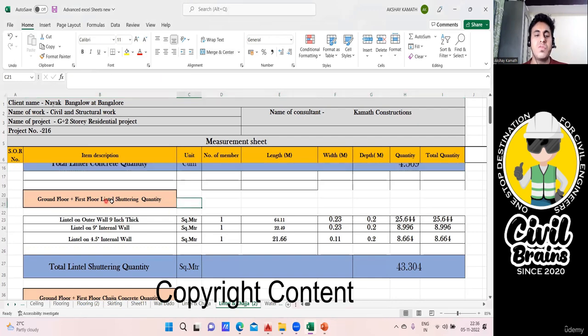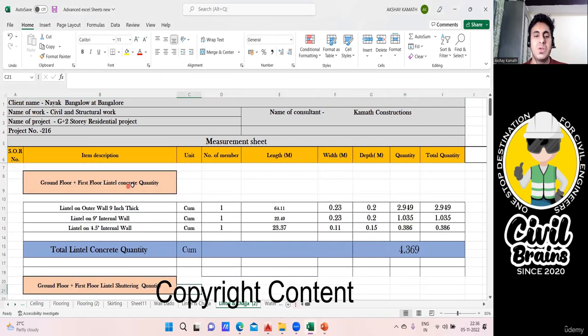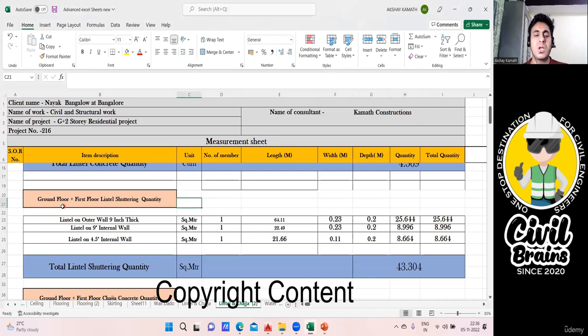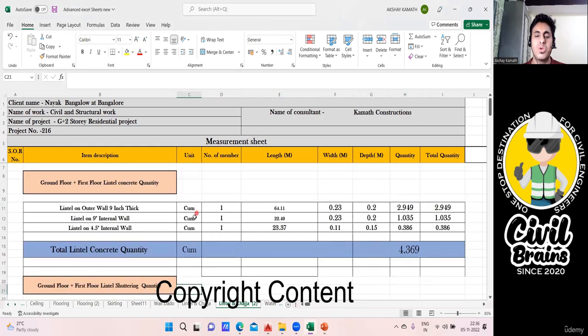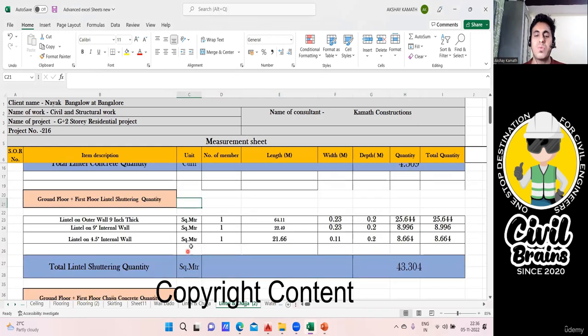Only the thing is, instead of this concrete, I've written first floor lintel concrete. You just make this as ground floor plus first floor lintel shuttering quantity. Very simple. Rest all things keep as it is. Only the thing is, it's cubic meter for the concrete. Here it will be square meter. Now everything remains the same.